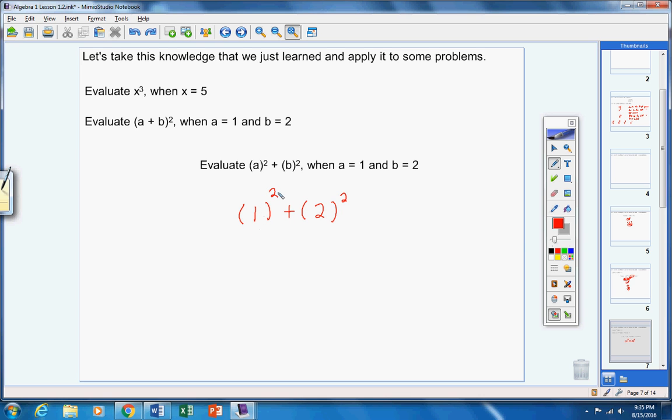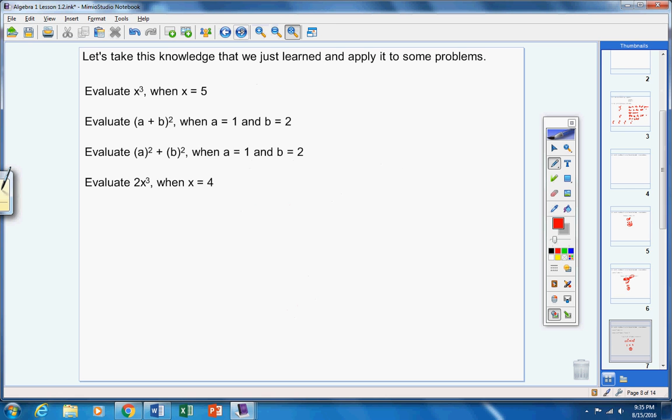So 1 to the second power is not 2. 1 times 1 is 1. 2 times 2 is 4. Bring down your positive sign, and you get 5. And there's your answer. Okay? Make sure you know how to do this. Your homework tonight is going to be really important because you need to practice these types of problems and really make sure you're not making mistakes, okay?